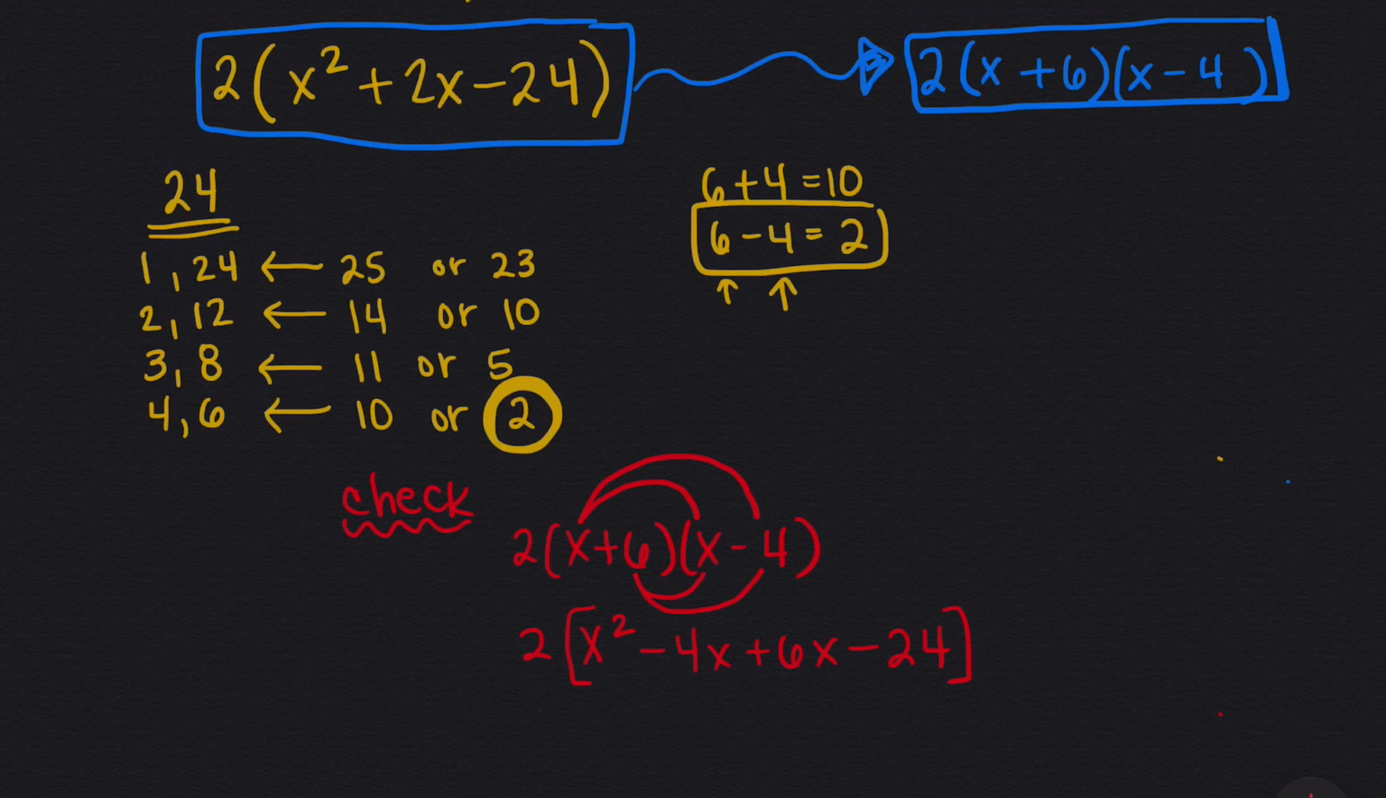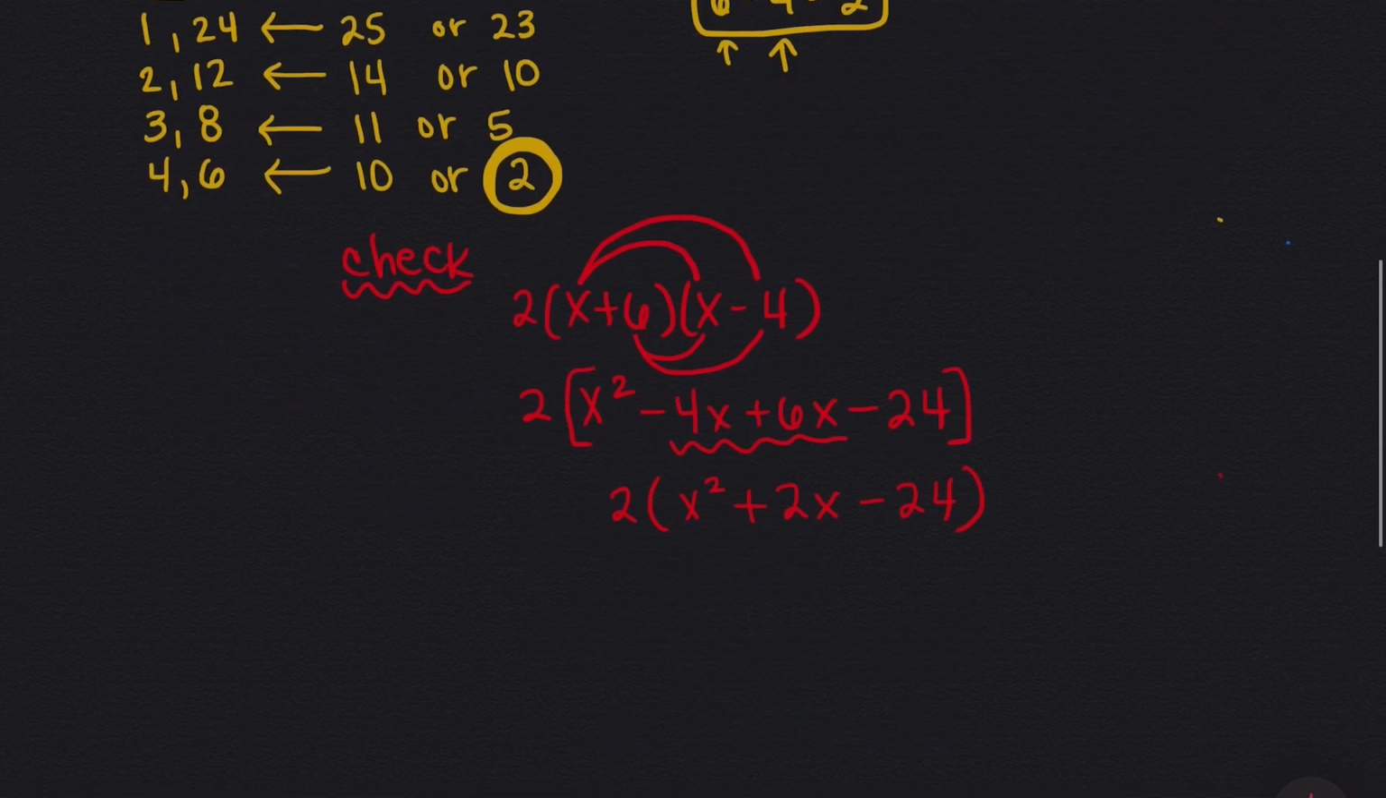And if we look inside the parentheses, here we have like terms, negative 4x plus 6x. So bring down the 2 from the outside, open up your parentheses, we have x squared, negative 4 plus 6, that's positive 2x, minus 24.